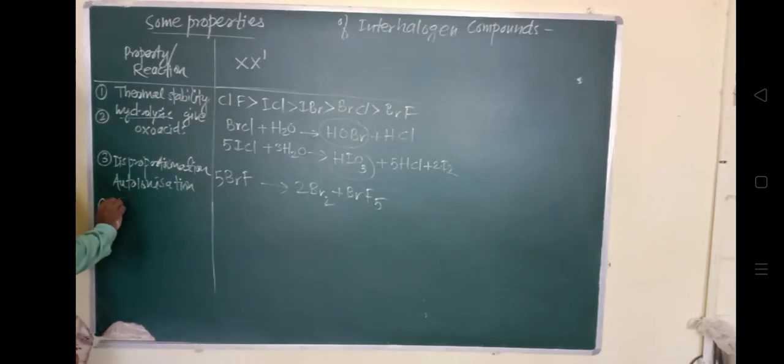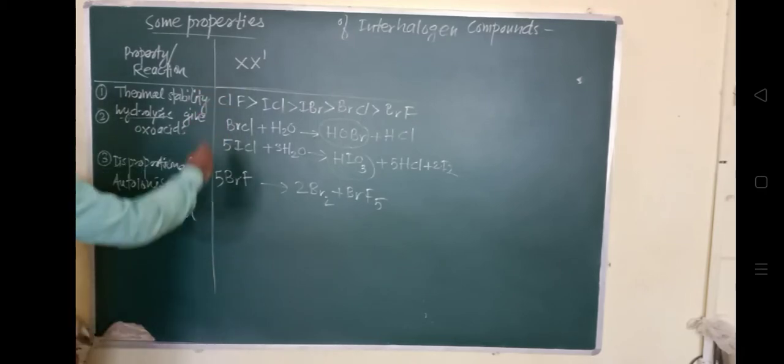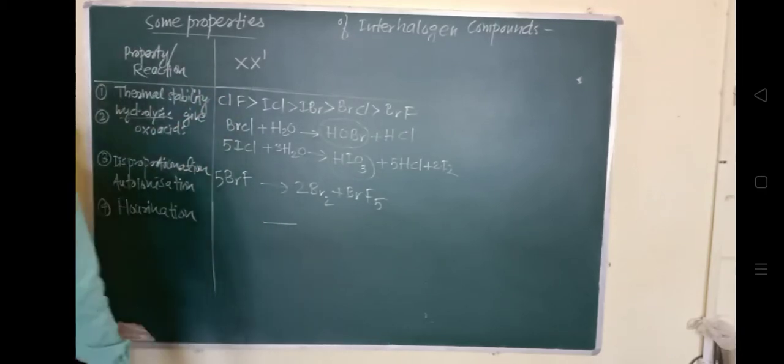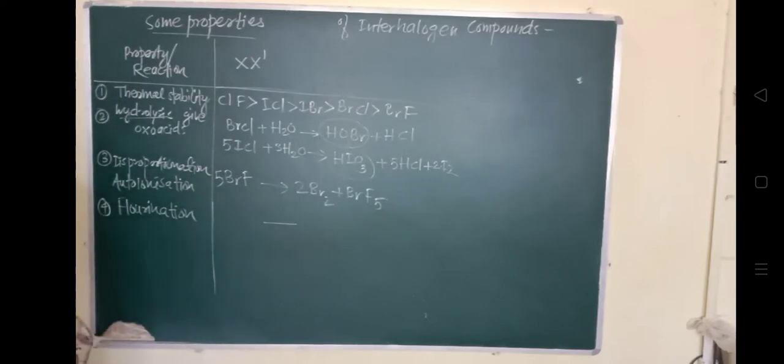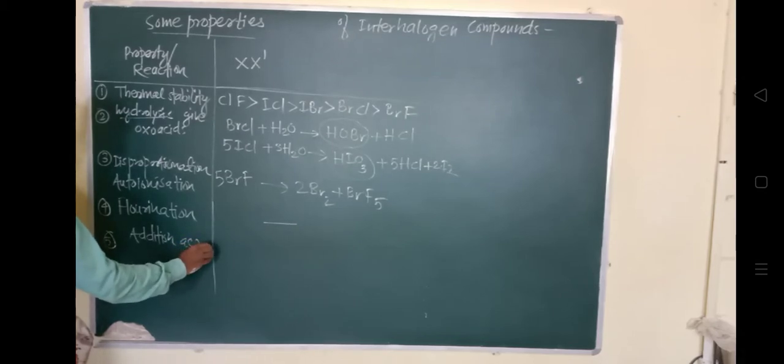Okay, so last is addition across olefins. So these are the properties. Okay, ये properties है इनकी X type की. Okay, so we can now see the property of X3 dash type. Okay, देखेंगे हम लोग.